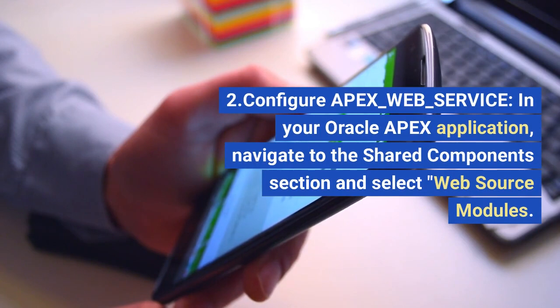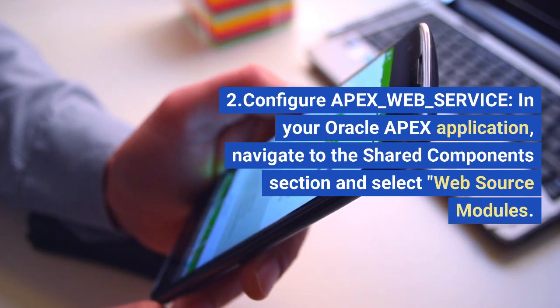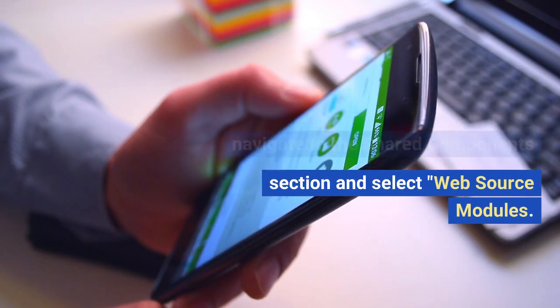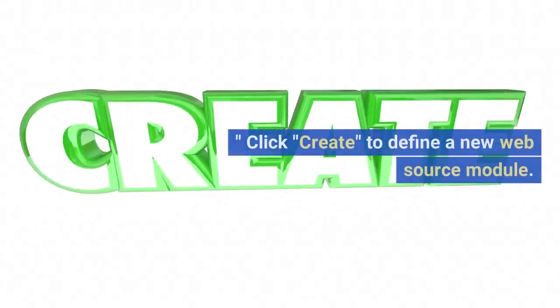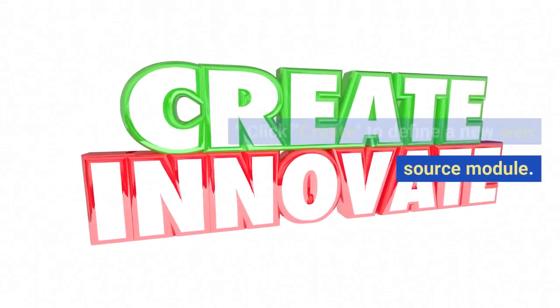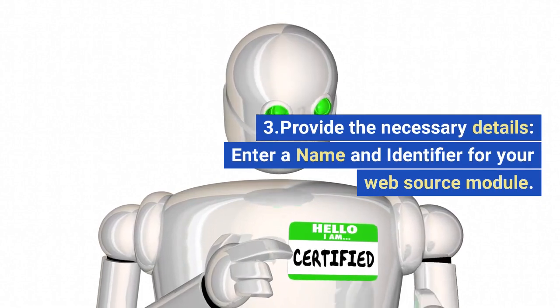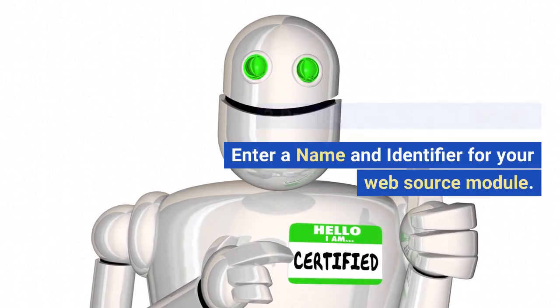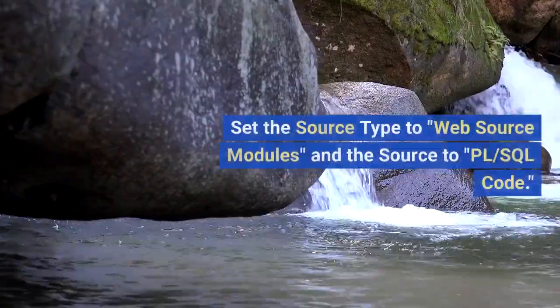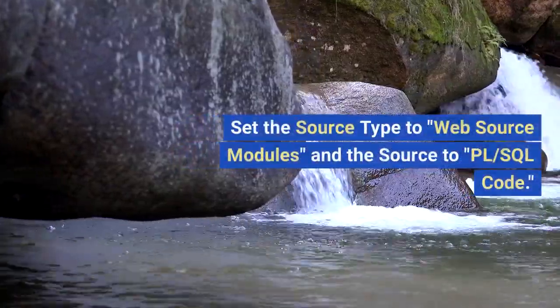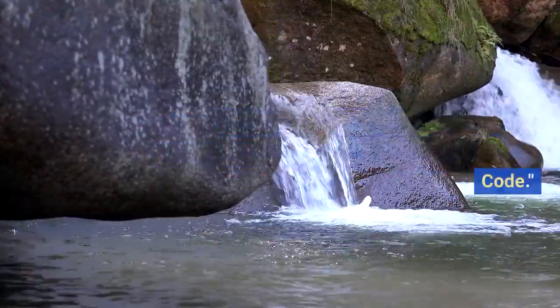In your Oracle Apex application, navigate to the Shared Components section and select Web Source Modules. Click Create to define a new web source module. 3. Provide the necessary details. Enter a name and identifier for your web source module. Set the source type to Web Source Modules and the source to PL/SQL Code.